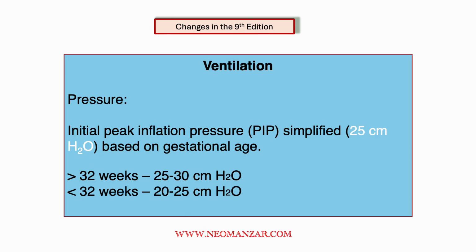So in ventilation, I have divided this into 4 or 5 slides so that you can understand. In ventilation, the pressure has increased. If you remember, earlier 20 was the highest PIP, the peak inspiratory pressure or inflation pressure. Now it's 25, and they have given you the range. For bigger babies, you can start higher. For smaller babies, you still have to go with 20 to 25 centimeters of water.